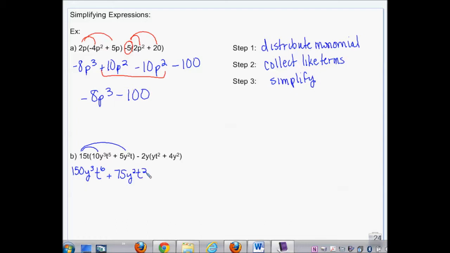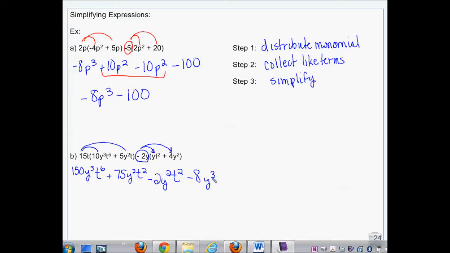Then if I have the negative 2y, don't forget this negative has to stay together. So I'm multiplying negative 2y times y t squared, so that's minus 2y squared t squared. No t's, so I just carry them down. And then negative 2 times 4 is going to be minus 8, and then y to the third.